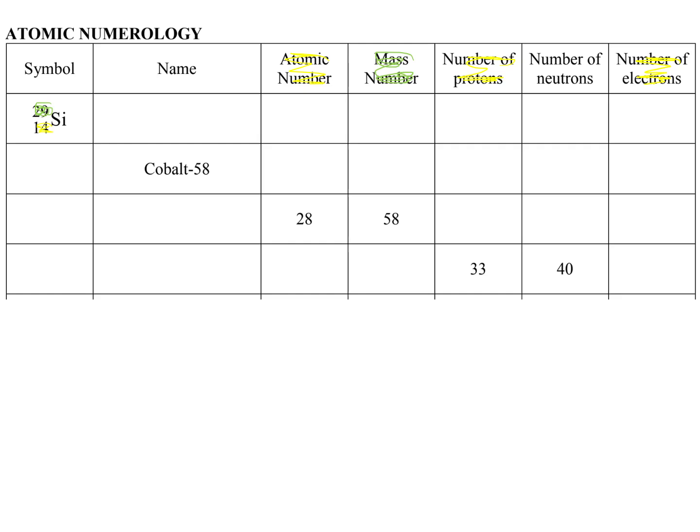The thing that most people lose points for on this assignment is they do not add the mass number after the name. If you notice, the cobalt example on here has the mass number given to you. So switch back. All right, so the name with the number is going to be silicon 29. That 29 is the mass number. It is not the atomic number. This bottom number is the atomic number.